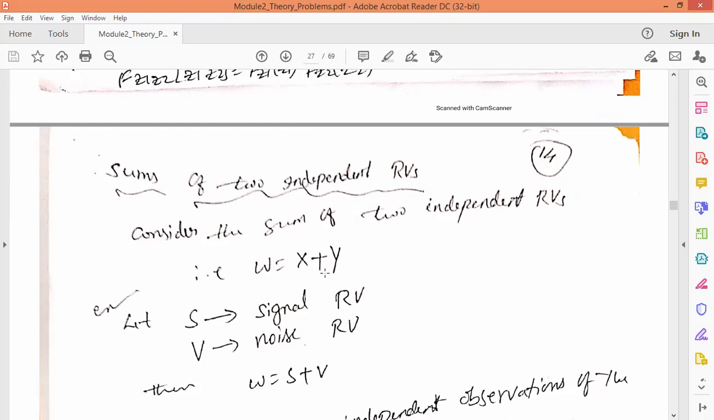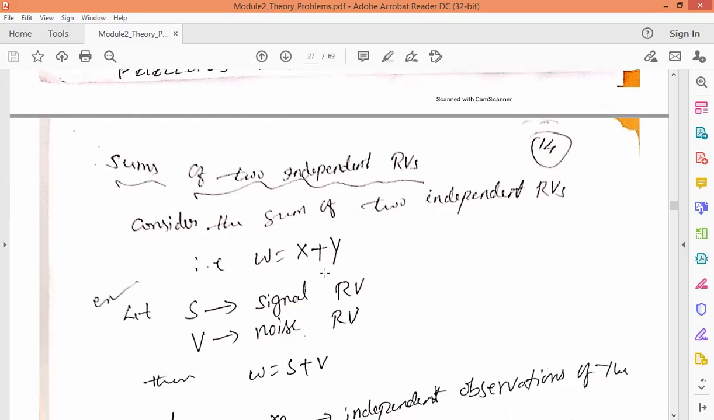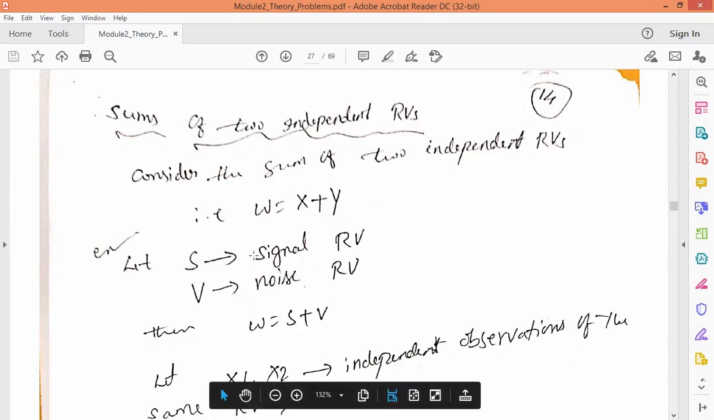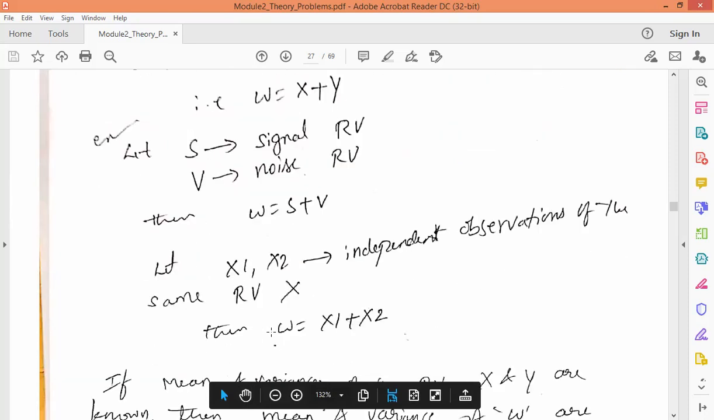So here in such cases, we can take the sum of two independent random variables as W equal to X plus Y. For example, if you assume X as the signal random variable and V as the noise random variable, then the sum of these two random variables is given as W equal to X plus V.